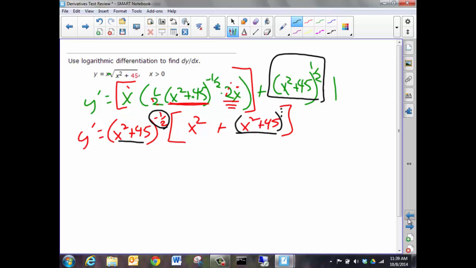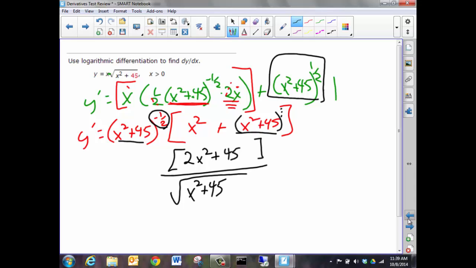Now, with this being to the first power, is the parentheses necessary any longer? Not really. So I can actually simplify what's inside these to 2x squared plus 45. And what can I do with this x squared plus 45 to take it to the bottom and make it into a square root? That's what you're going to see on your test as the answer there. That's the choice that's there. So you just got to be sure you can recognize that.